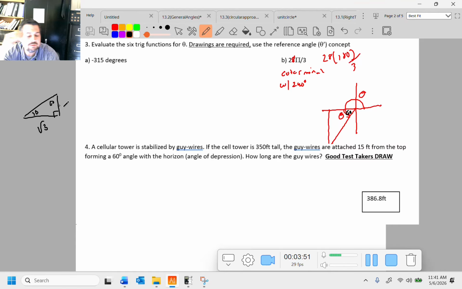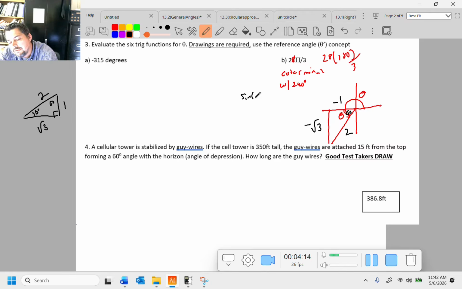Opposite of 60 degrees is root 3. Opposite of 30 degrees is 1. Hypotenuse is 2. So opposite of 60 is a root 3. Adjacent is a 1. Hypotenuse is 2. Now, the reason those are both negative is because one of them's running left and one of them's going down. Like, that's it. Anywho, now I can do my 6 trig functions.